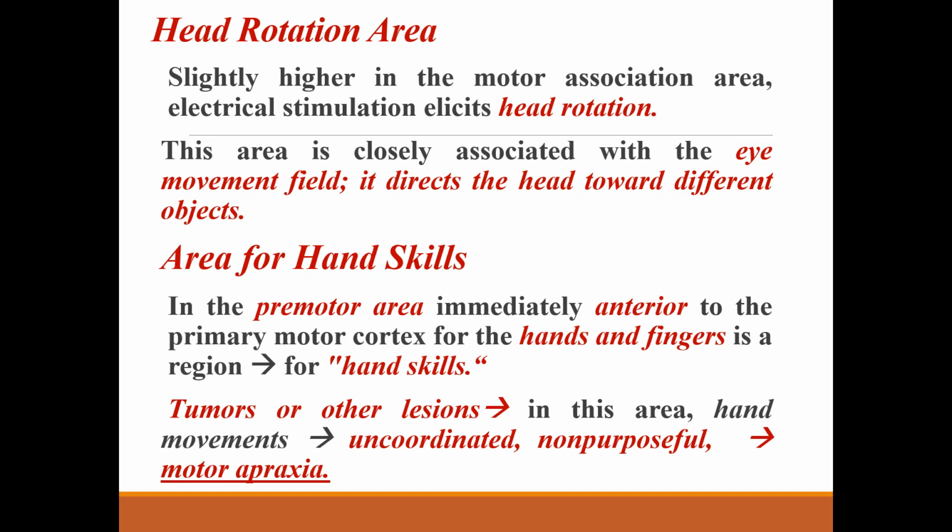Then there is the area for hand skills. In the premotor area, immediately anterior to the primary motor cortex for hand and finger, is a region for hand skills. Tumors or other lesions in this area lead to inappropriate movements of the hand, which are uncoordinated, unpurposeful, and lead to motor apraxia.